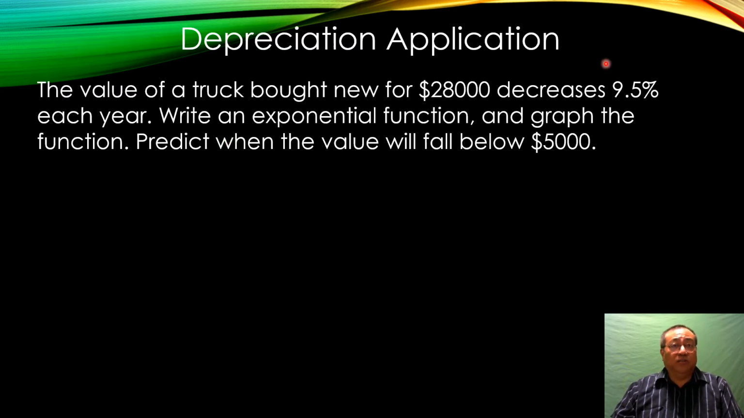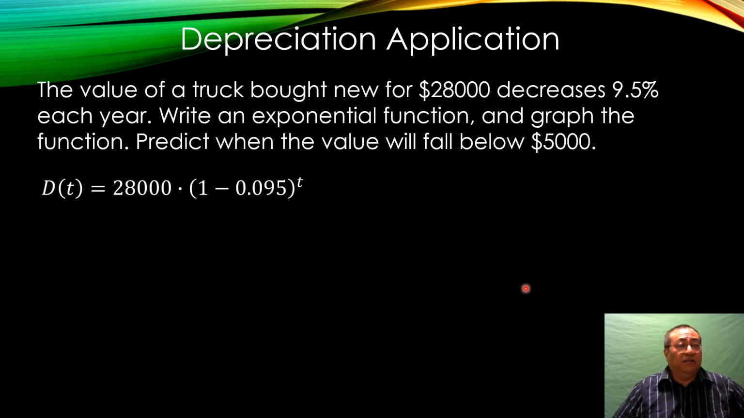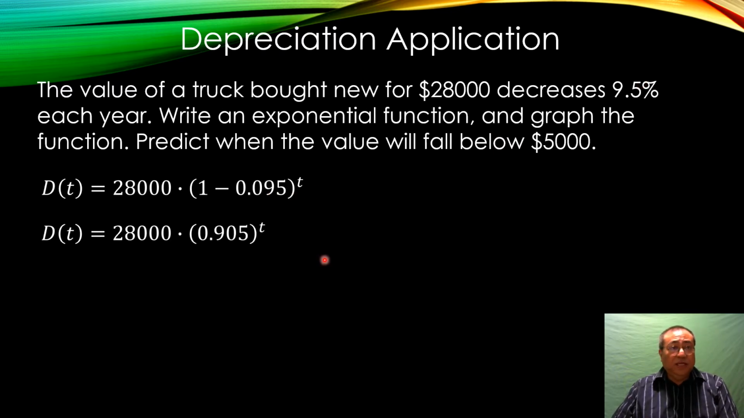Okay, let's do an example of where it's depreciating. The value of a truck bought new for $28,000 decreases 9.5% each year. Write an exponential function and graph the function. Predict when the value will fall below $5,000. So this is our depreciation formula. The original amount is $28,000. It's decreasing 9.5%, so it's 1 minus the decimal version of 9.5%. Then 1 minus that is 0.905. Now this is our formula.